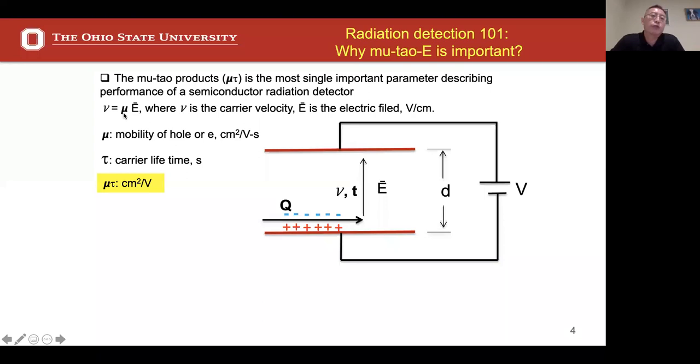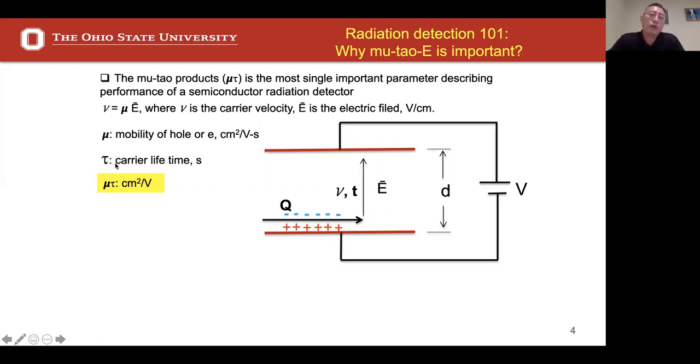So mu is a parameter that defines the proportionality of the carrier velocity versus electrical field. But it has a very funny unit. In order to balance out units, this mu, the mobility of the hole or electron, has units of square centimeter per volt per second. Well, the second parameter is lifetime.